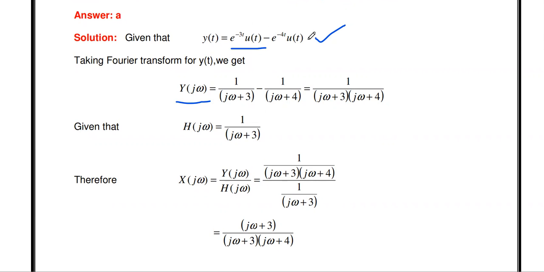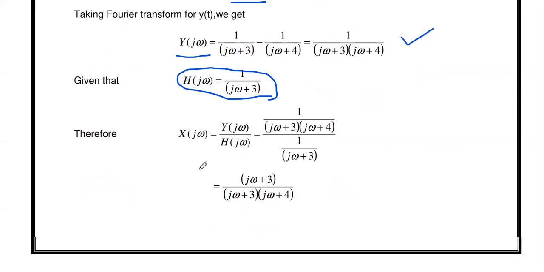Similarly, minus the Fourier transform of e power minus 4t u of t, which is 1 by j omega plus 4. If you take the LCM for these two terms, we will get 1 by (j omega plus 3) into (j omega plus 4). So from y of t, we calculated Y of j omega. Then in the problem, H of j omega is also given. We have to find the input x. What is the relation between y, h and x? H is nothing but y divided by x, so x is nothing but y divided by h.